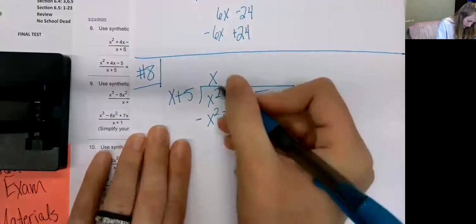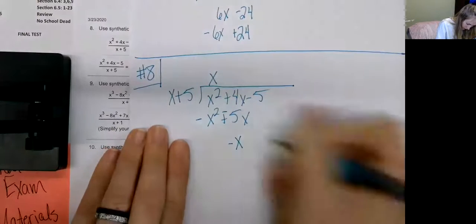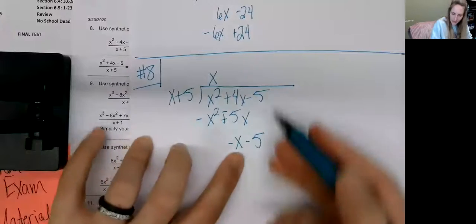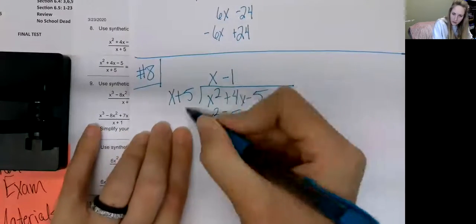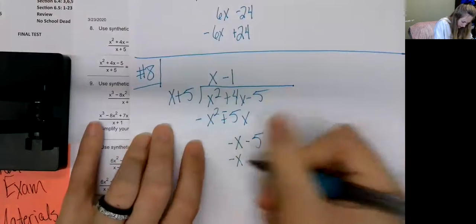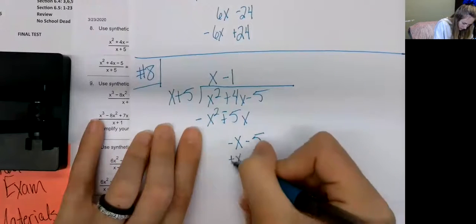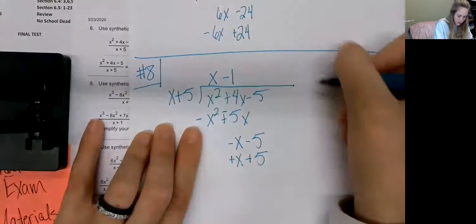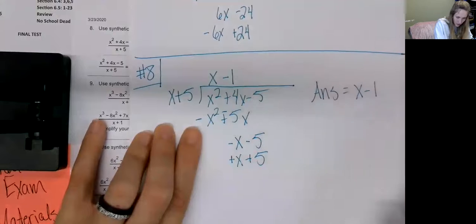Change our signs. That would be 0. This would be negative x subtract 5. Now to make this a negative x, I'm going to have to multiply by negative 1. Negative 1 times x would be negative x. Negative 1 times positive 5 would be negative 5. Change our signs. Negative x plus x is 0. Negative 5 plus 5 is 0. So our answer is x subtract 1.